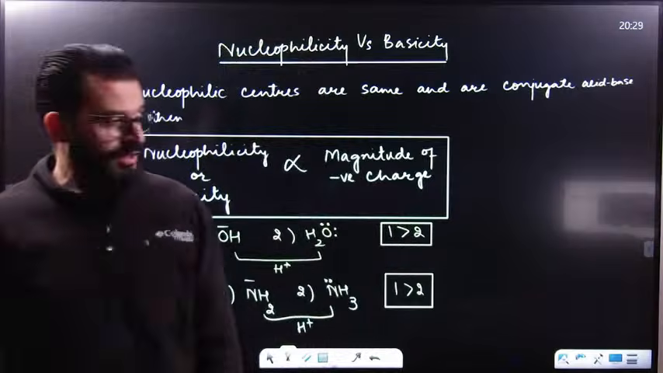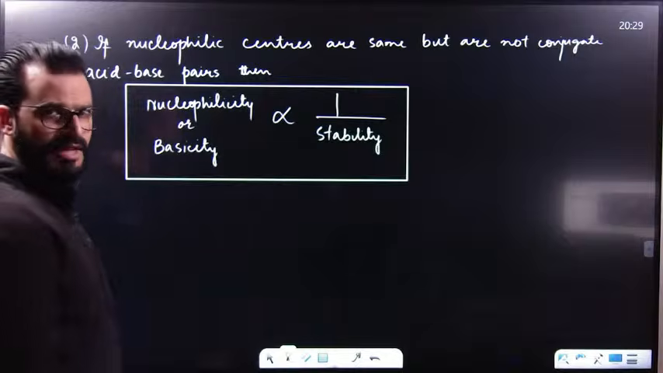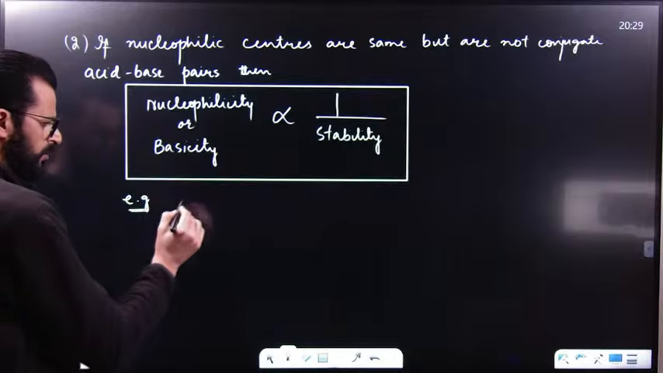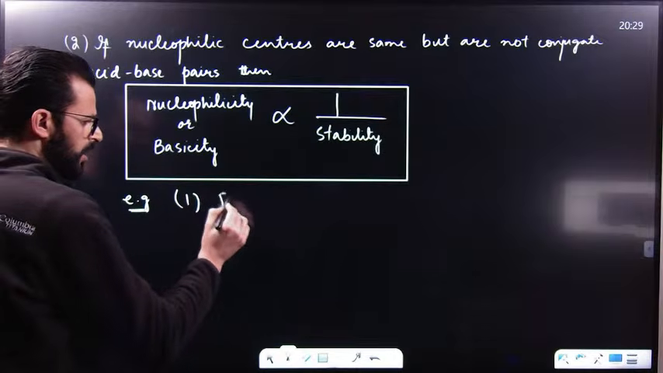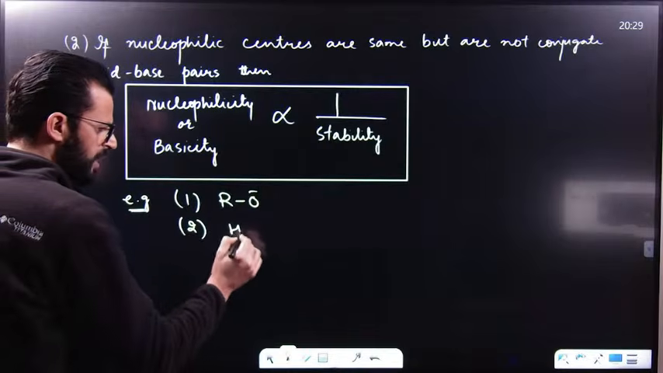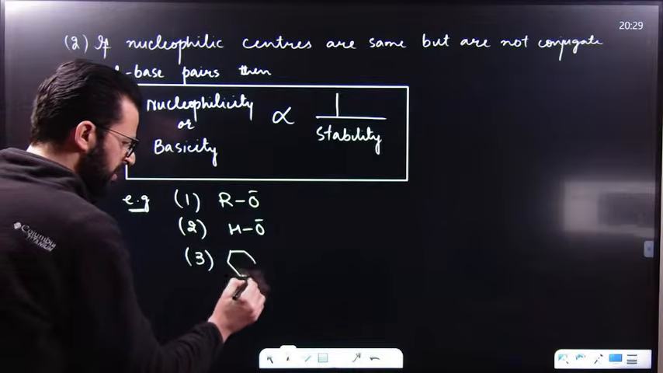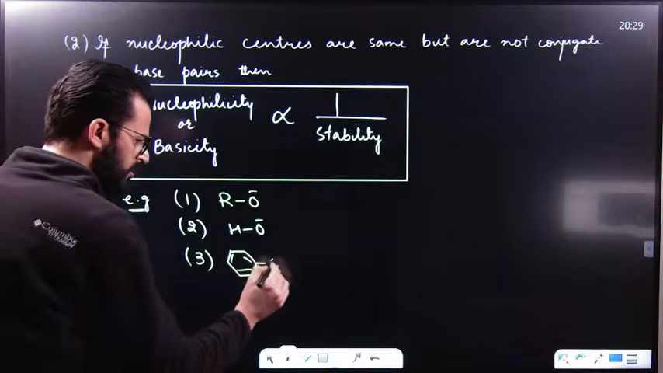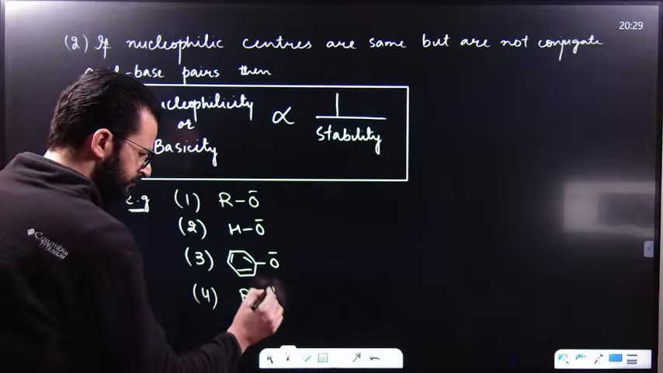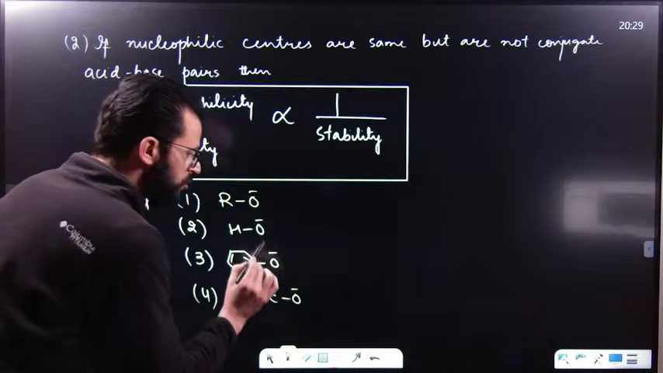So this was point number 1. Point number 2 is like this. Let me show you one example. If you have RO negative, OH negative, a phenoxide ion, and a carboxylate ion, have a look. The nucleophilic centers are the same: oxygen, oxygen, oxygen, oxygen.